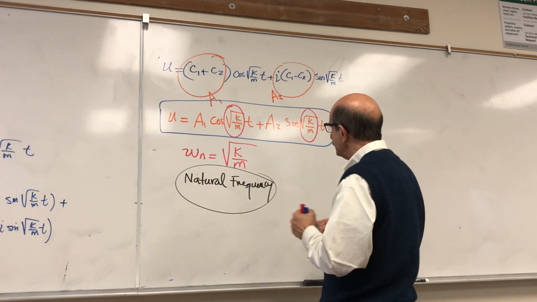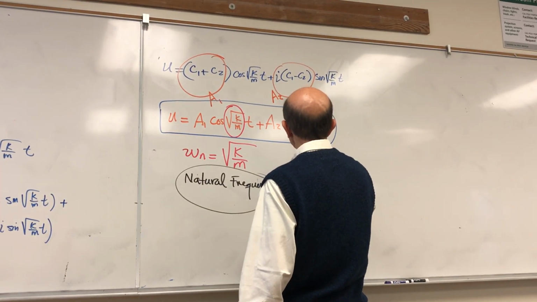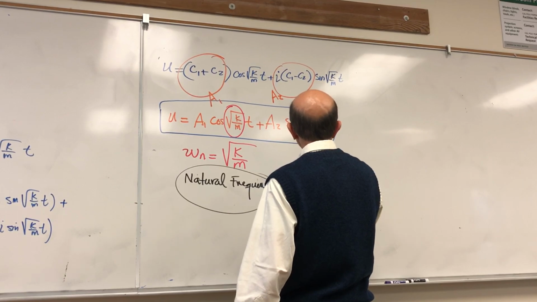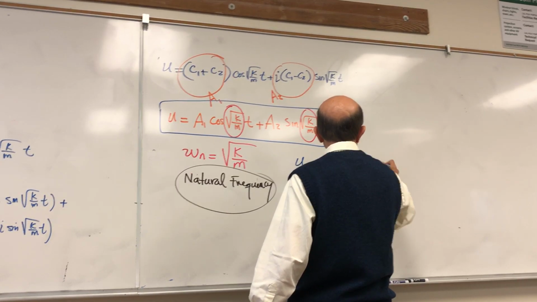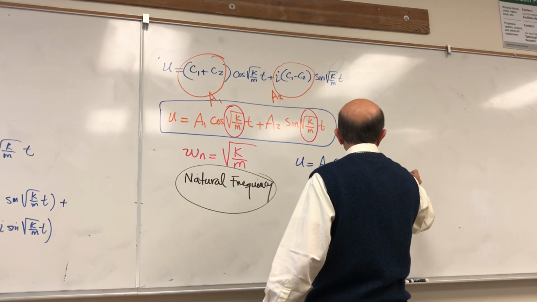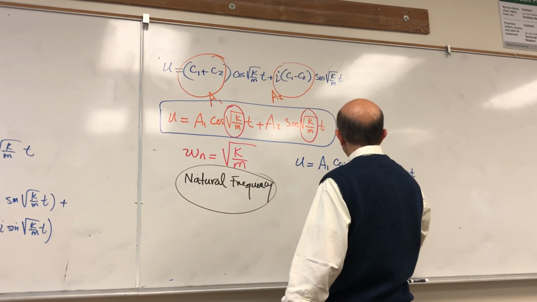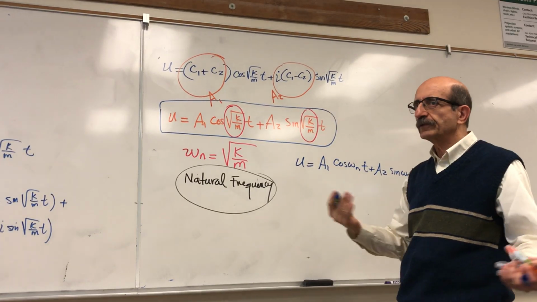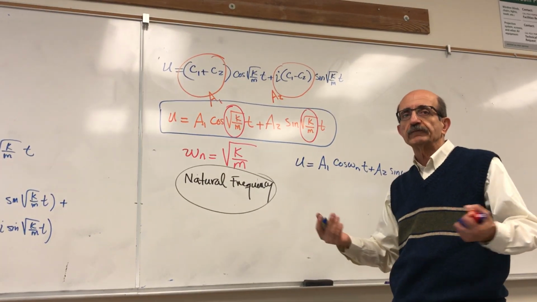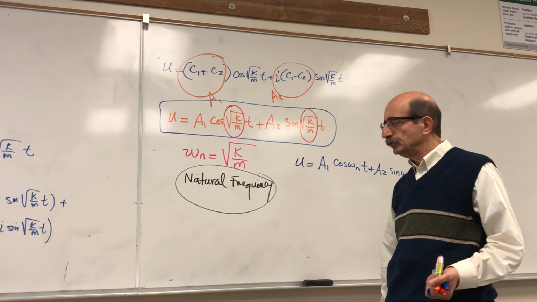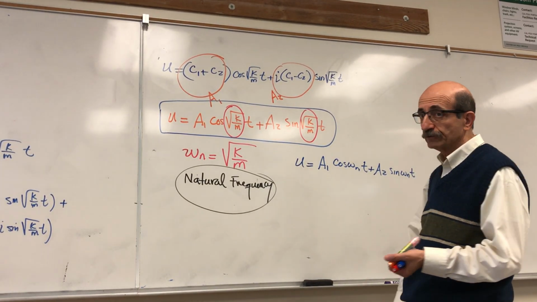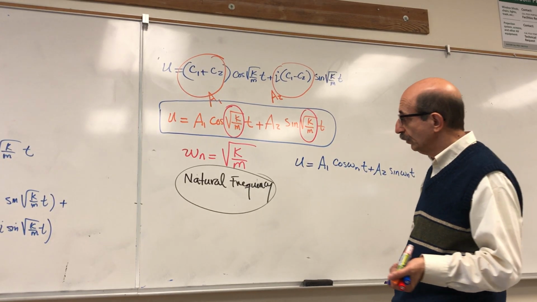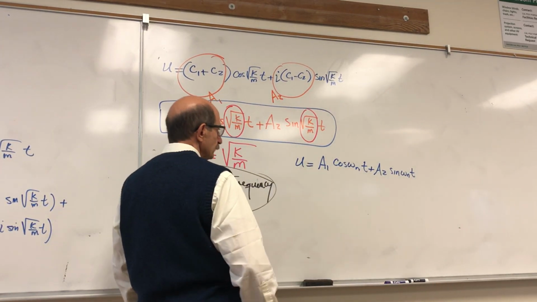So let me rewrite that now that we have defined natural frequency. u then would be A1 cosine omega n t plus A2 sine omega n t. We have these two constants. How do we find those constants? So we have the general solution. To get the specific solution, we need some initial conditions. We need two initial conditions to find the two unknown coefficients.